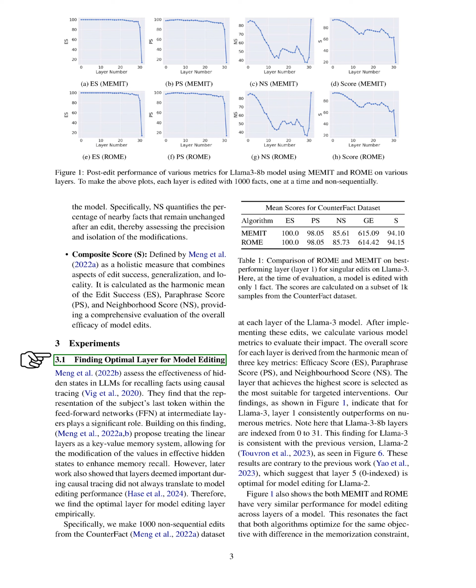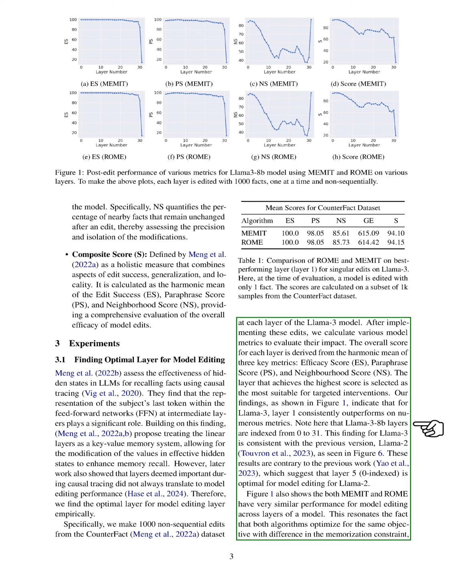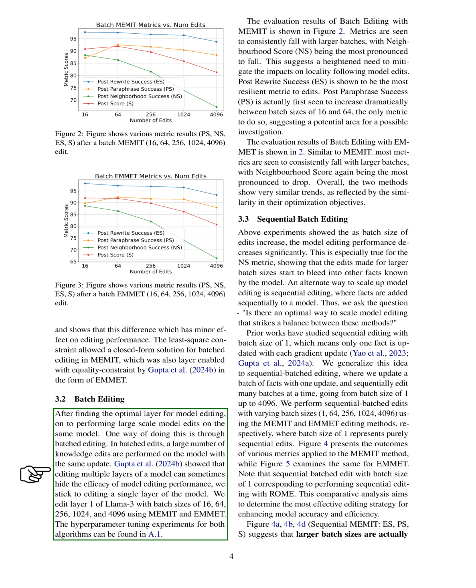To determine the optimal layer for model editing, we conducted 1,000 non-sequential edits on the counterfact dataset at each layer of the Llama-3 model. We evaluated the impact of these edits using various model metrics, including efficacy score, ES, paraphrase score, PS, and neighborhood score, NS. Layer 1 consistently outperformed other layers in Llama-3, similar to the findings in LLaMA2. After identifying the optimal layer, we performed large-scale model edits using batched editing.